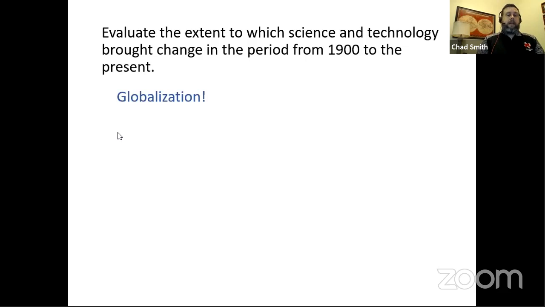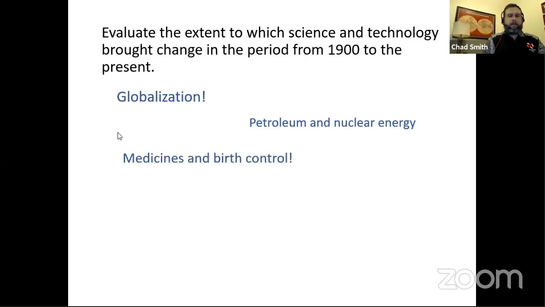You might have thought of communication technologies like the telephone, and then eventually the cell phone and the internet. All of these things help bring about globalization. You might have thought about new forms of energy, just as new forms of energy can radically change the way the world works. And in the 1900s or the 20th century, new forms of energy brought about massive amounts of consumerism and new production. You might have thought about how medicine and birth control changed the way the world worked.